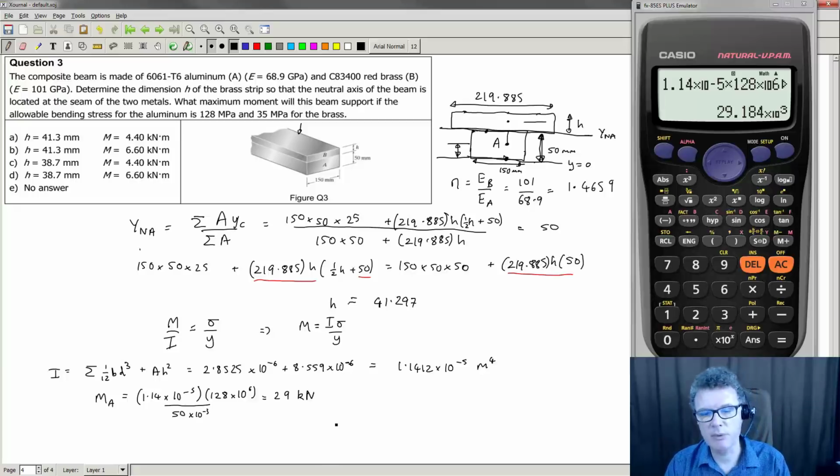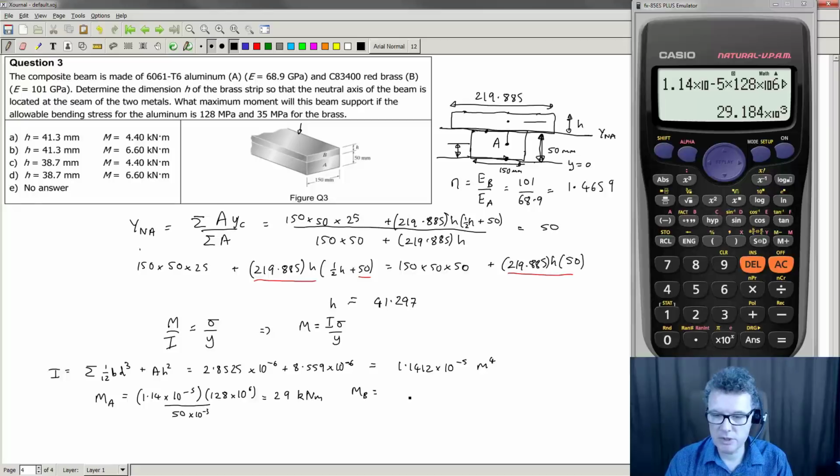Seems wrong at first, but when you think about it, this is the maximum bending stress you're allowed. So you've got 29, which is way above all these potential answers we've got here. So basically what this is saying is the aluminium's fine. You can go up to 29. So there must be a lower value that we're looking for. So although you're saying maximum moment, that actually means you're looking for the lowest moment value, and it's not going to be in the aluminium section.